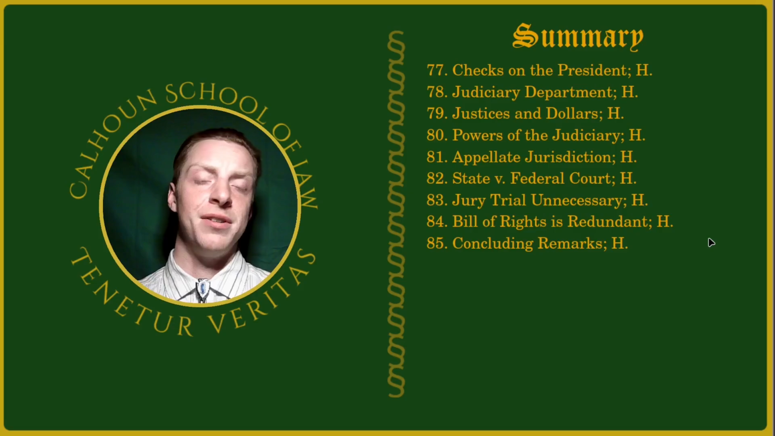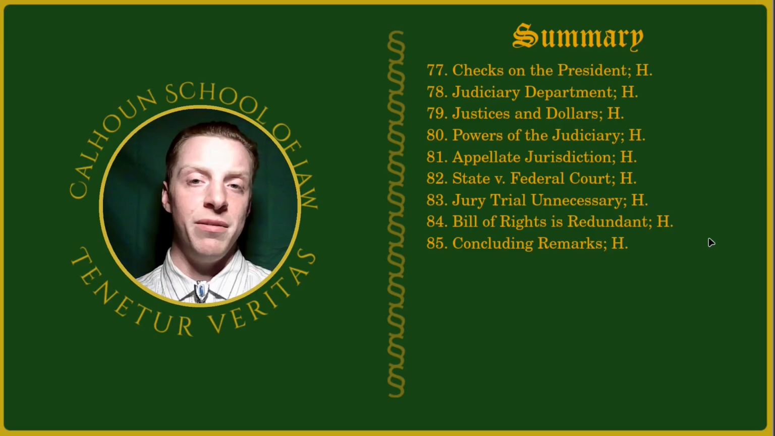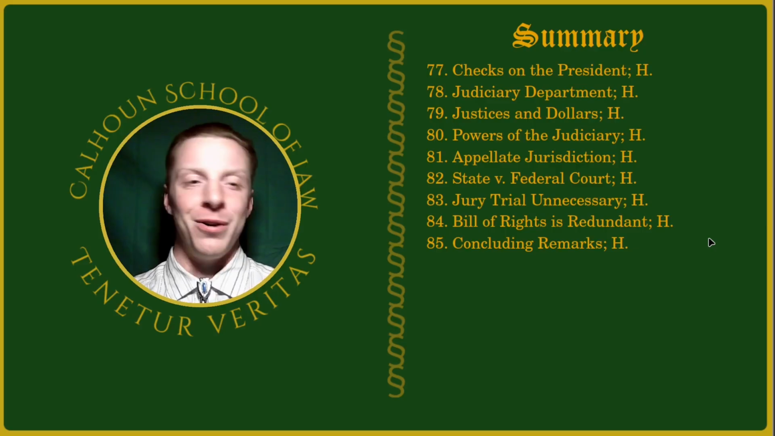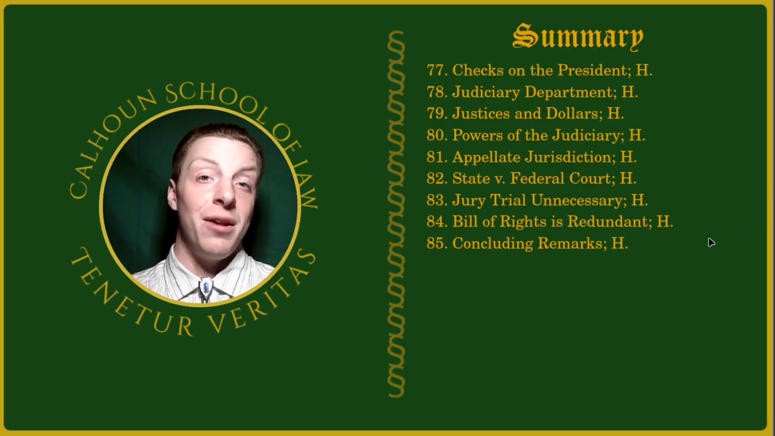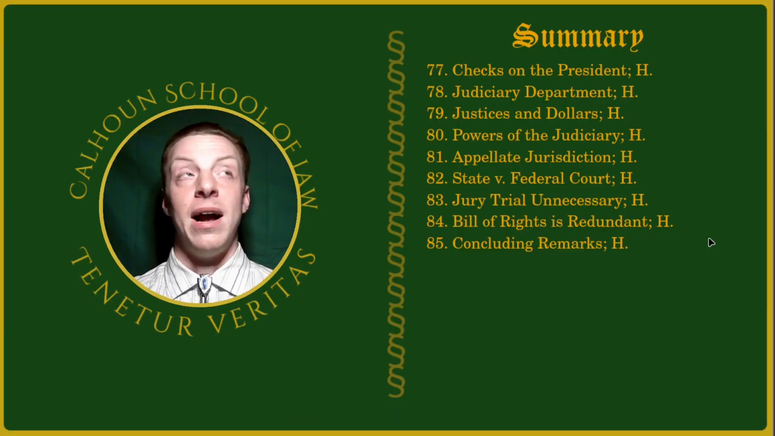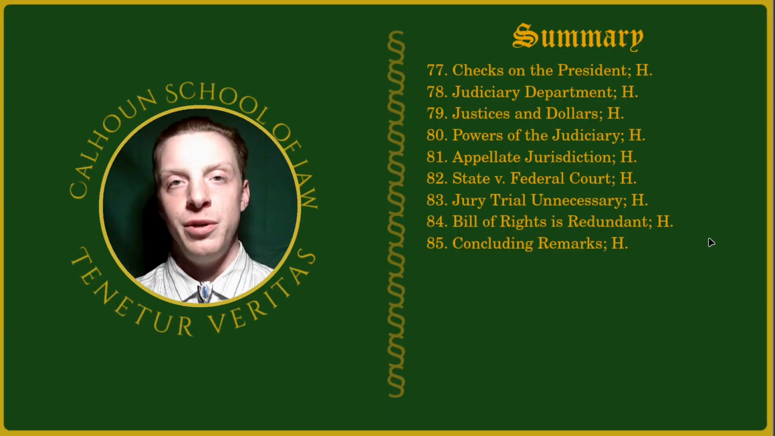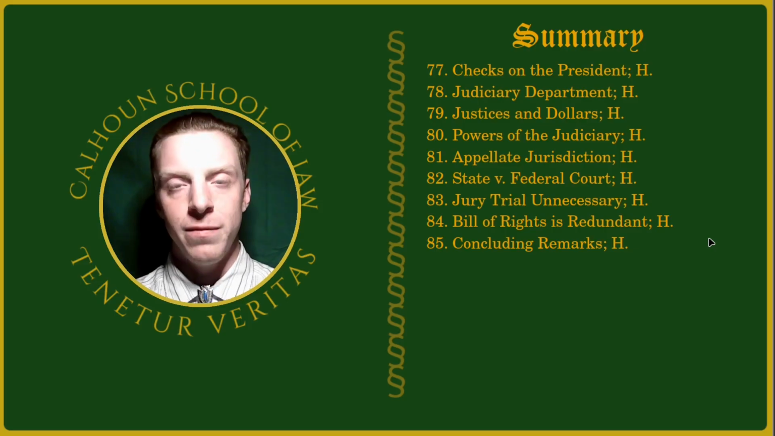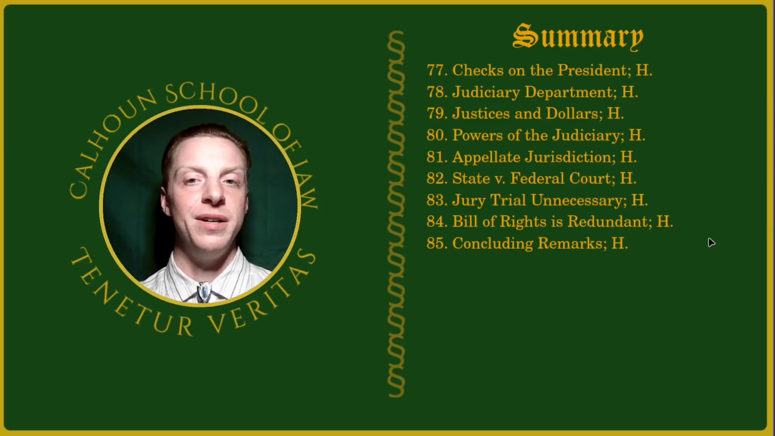79, Hamilton discusses why the justices ought to have the pension plans that they do, or you can call them pension plans, you can call them commissions, you can call them salaries. But he explains how it best, or how it directly contributes to their independence, to their objective opinings and opinions. 80, powers of the judiciary.